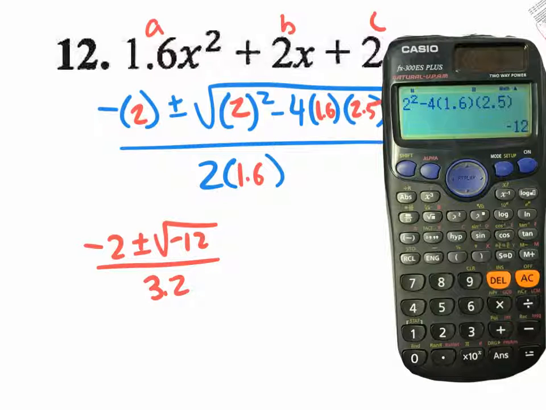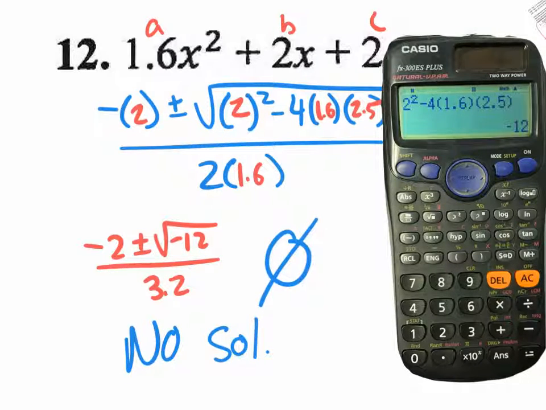But the bottom line is, if your discriminant value is negative, even if it were a nice number like negative 9 or negative 16, you cannot do the square root of a negative number, which means that number 12 has no solution, no real answers. Okay?